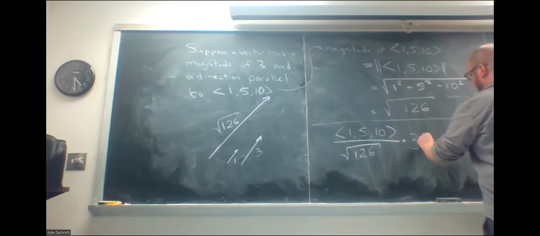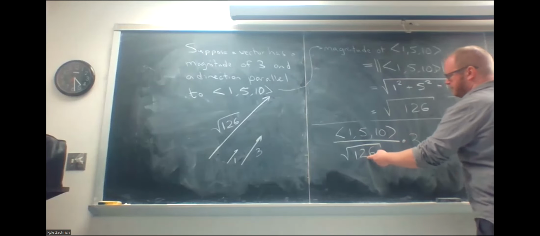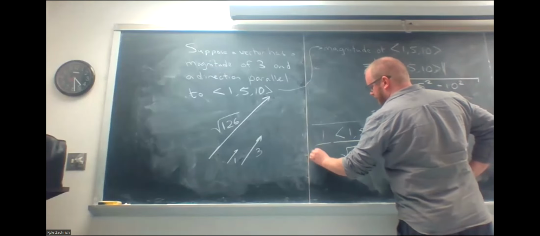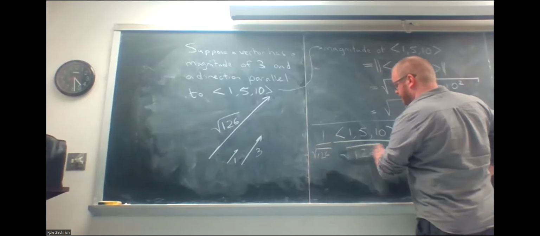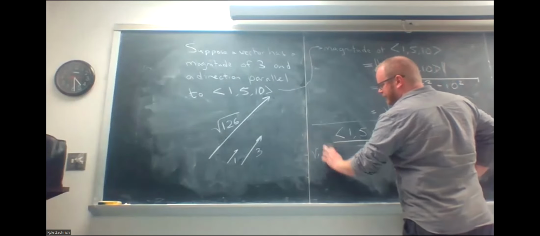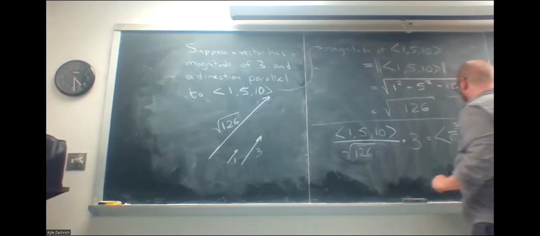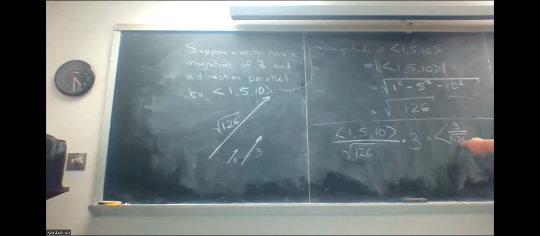So anyway, I'll write down what this might look like. This is times a scalar, right? So this is sort of like 1 divided by the square root of 126 times this, and this. Also multiplied by 3. So this would be 3 divided by the square root of 126. This would be 15 divided by the square root of 126. This would be 30 divided by the square root of 126.